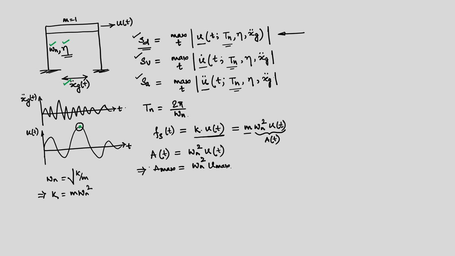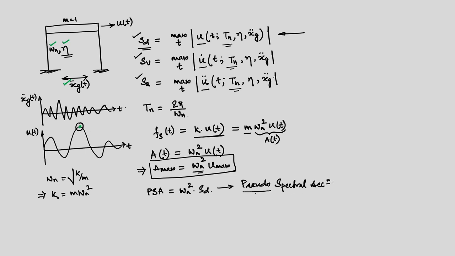Obviously, this expression tells us that the moment we find S d, if we multiply that by omega n square, what will we get? The maximum value of acceleration, right. Now, this is called PSA, which is equal to omega n square times S d. What is the full form? It is pseudo spectral acceleration. Why pseudo? Because we do not get the acceleration by solving the equilibrium equations, but we use the maximum value of the deformation and multiply that by omega n square to find the maximum value of the acceleration.